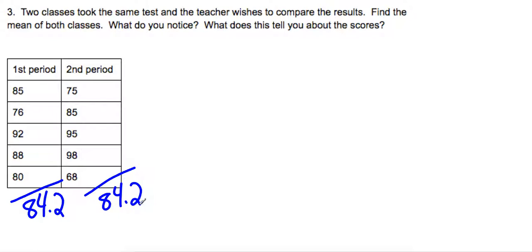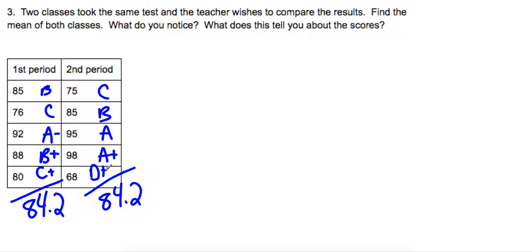So, what do we notice? Well, they have the same average values. Now, does that mean that the two classes did the same on the test? Well, let's look at this. First period, we've got a B, a C, this is an A minus, a B plus, and a C plus. Okay, so we've got between C's and a low A. Second period, we've got a C, a B, an A plus, and a D plus. So second period's test scores are a little bit more spread out. Okay, so even though they have the same mean, the data sets are going to be very different.